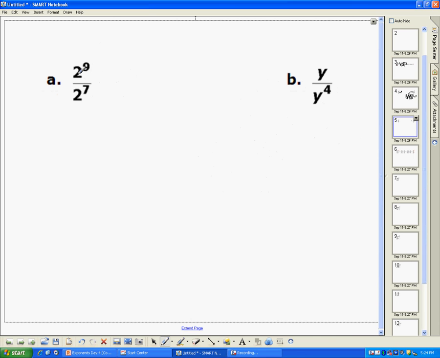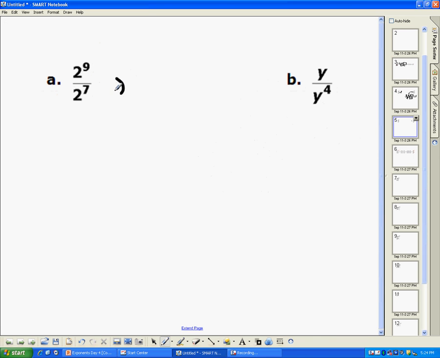In this example, again, they have a common base of 2, and 9 minus 7 is 2, so this simplifies to 2 to the power of 2. Now here, this is y over y to the power of 4. There's not a 1 here, but that's the same thing as saying y to the power of 1. 1 minus 4 is negative 3. So this simplifies to y to the power of negative 3, which from previous discussions we've learned is the same thing as 1 over y cubed.